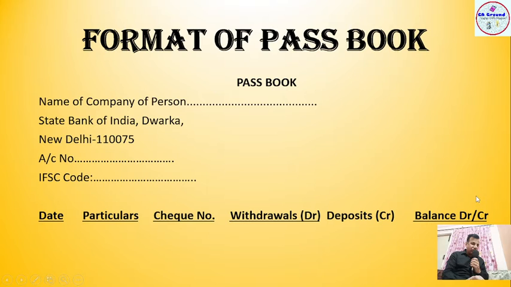Now what do we write here? Date means on what date what transaction happened. Let's say we are depositing cash. Let's say today is 14th of March 2022. Let's put the date here. If you want to deposit cash, just write cash. There is no need to write it, it can be blank. Withdrawal, we are not withdrawing, we are depositing. That means you have to mention the entry here, so the balance will be here. Let's say we are depositing 1 lakh, so the balance will be 1 lakh.